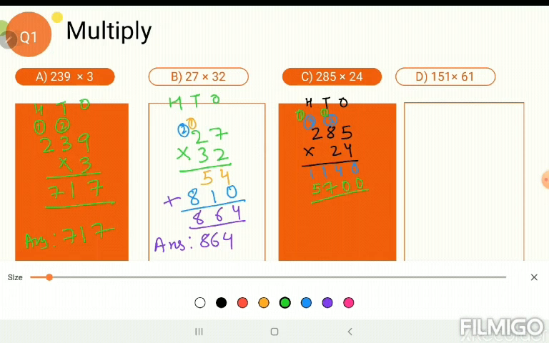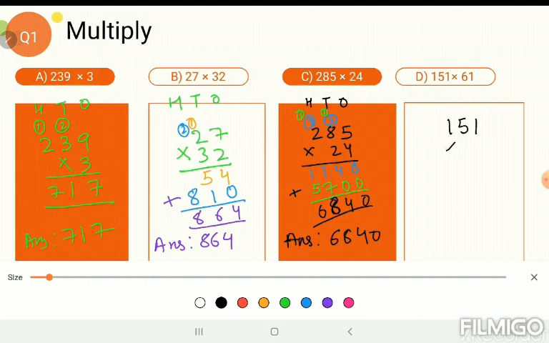Okay, and the final step says that we are going to add this to get the answer. So 0 plus 0 is 0, 4 plus 0 is 4, 7 plus 1 is 8 and 5 plus 1 is 6. Okay, so what is your final answer? My final answer is 6840. Now let's practice one more question.